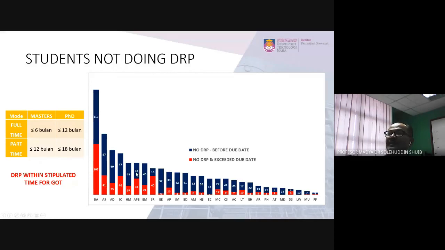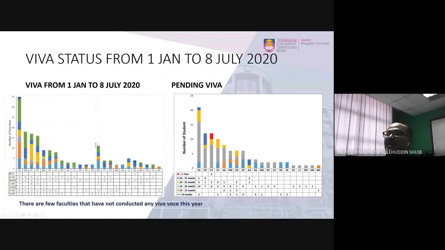This is the viva status. We bring it into the faculty. For every faculty we have here, for example Applied Science, the green is the duration of viva, from January to 8th of July 2020.